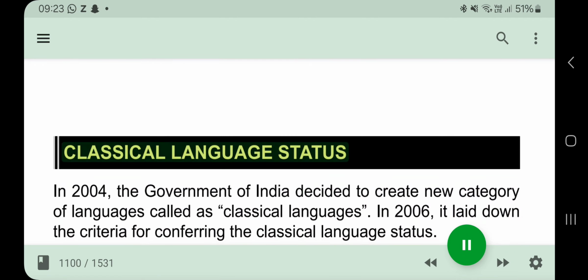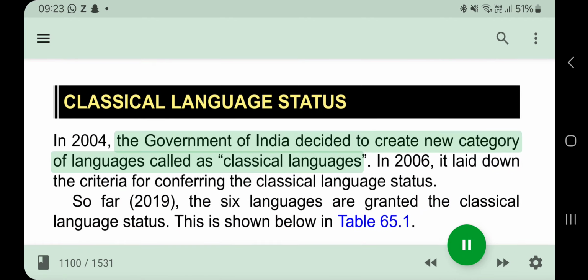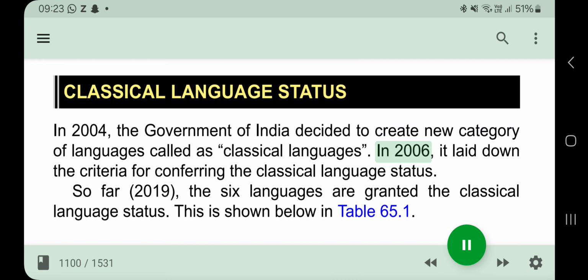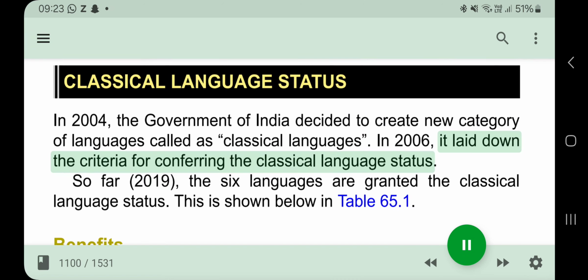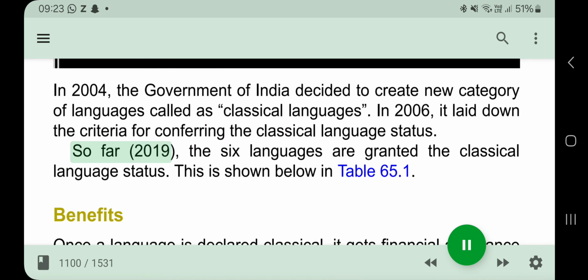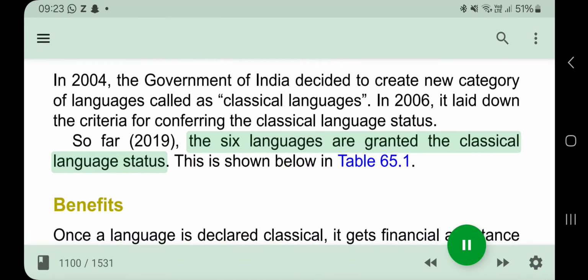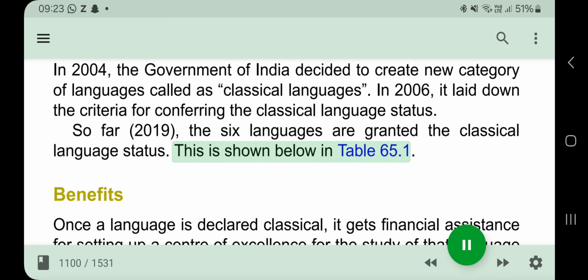Classical language status. In 2004, the Government of India decided to create a new category of languages called classical languages. In 2006, it laid down the criteria for conferring the classical language status. So far, till 2019, 6 languages have been granted the classical language status. This is shown below in Table 65.1.